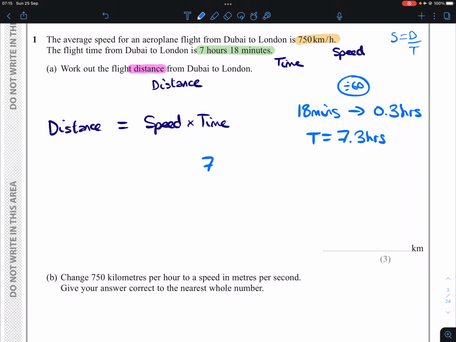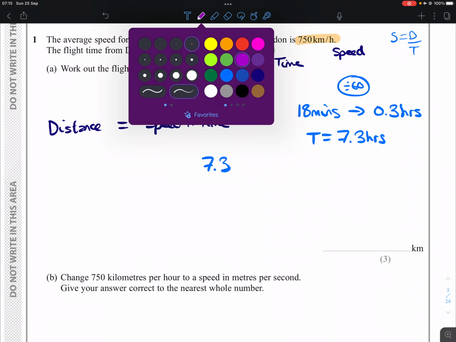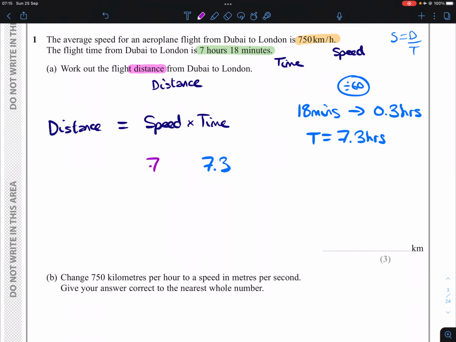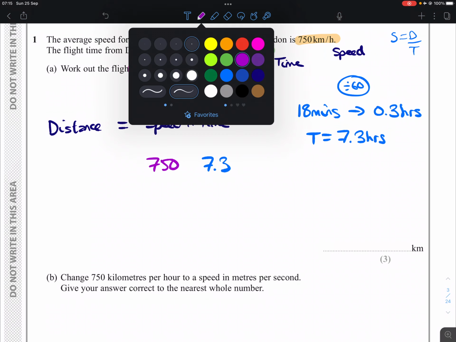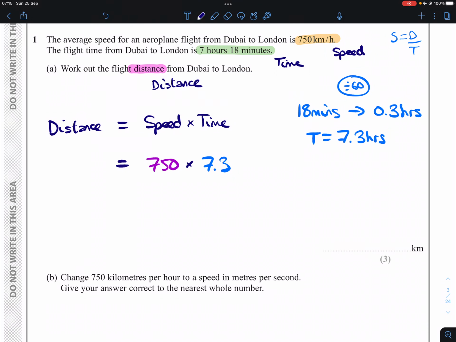So 7.3 hours is our time, subbing in our speed of 750. Don't know why the colors have just completely changed here, but anyway. And then we multiply them together, and we're going to end up with 5,475 kilometers. That's our answer for part A.